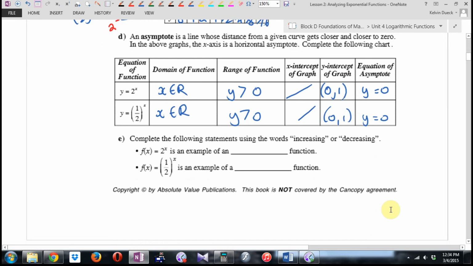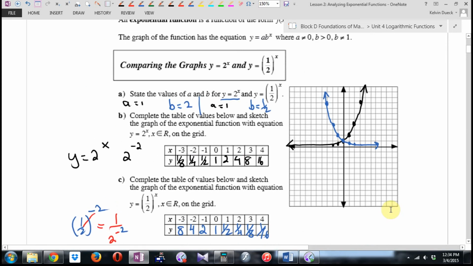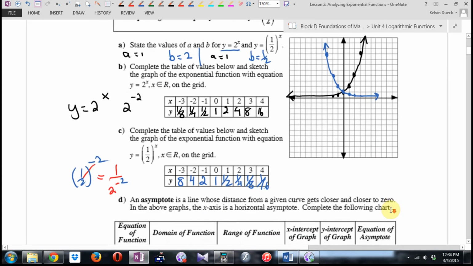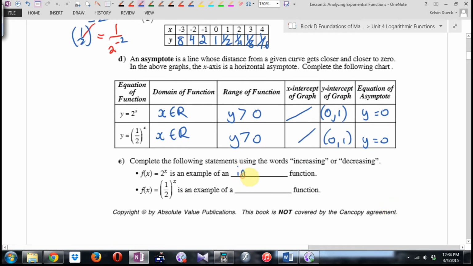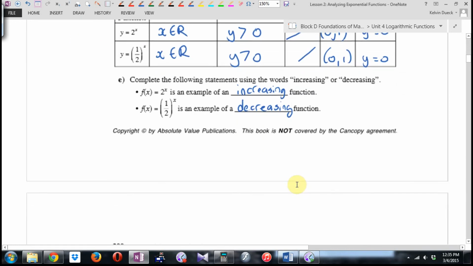So, it says complete the following statements using the words increasing or decreasing. 2 to the x, as you move to the right, does it increase or decrease? Look at your graph. 2 to the x, the black one, as you move to the right, because we read from left to right, is it increasing or decreasing? Increasing. It's called a growth function in physics. 1/2 to the x, decreasing. So far, so good. Turn the page.